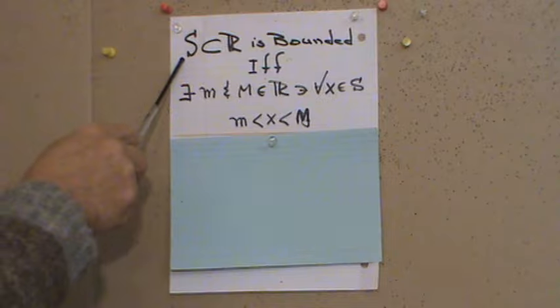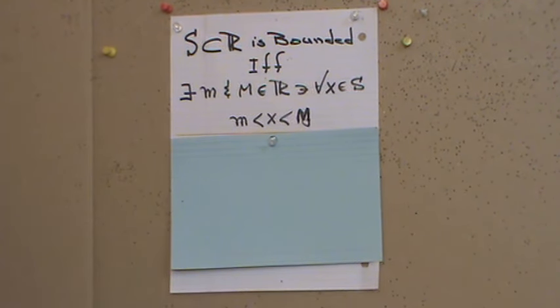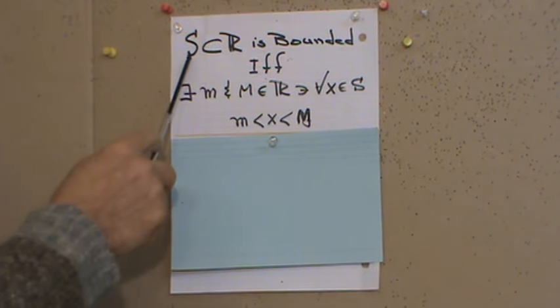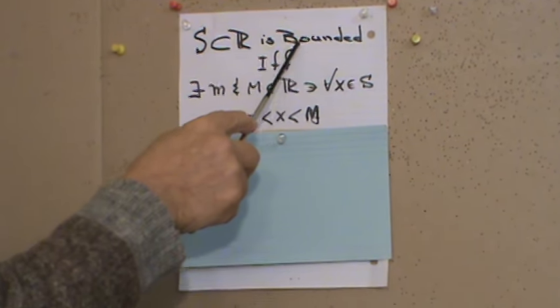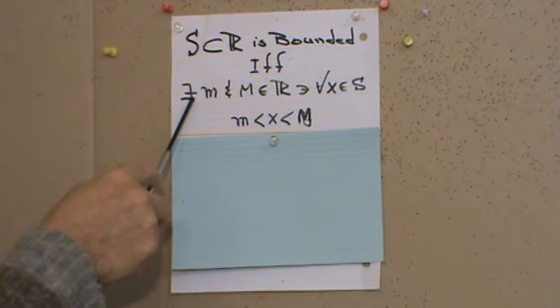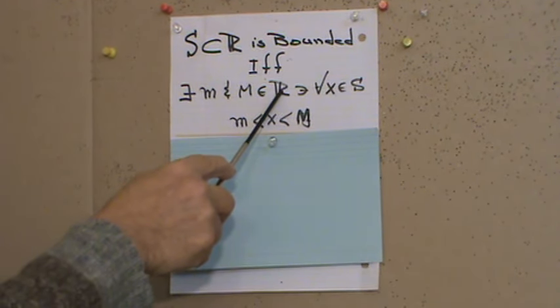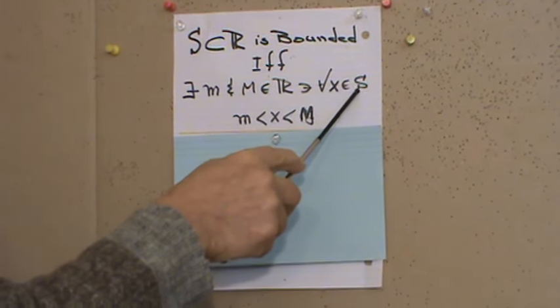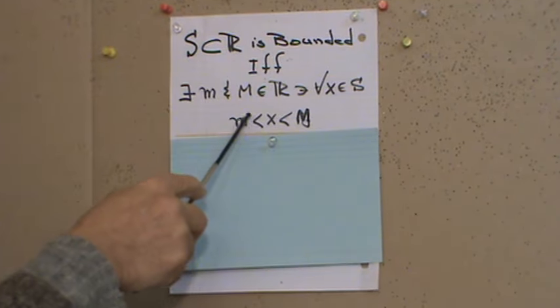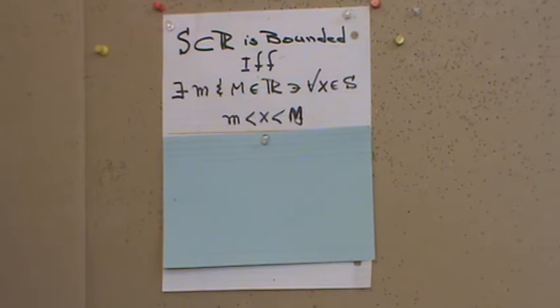Now, S is a subset of the real numbers, and the real numbers are in fact a field. This set S as a subset of R is bounded if and only if there exist m and M in the set of reals, such that all the elements in this set are trapped between m and M.